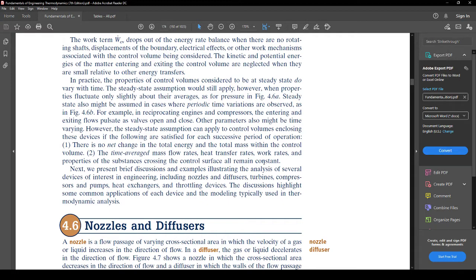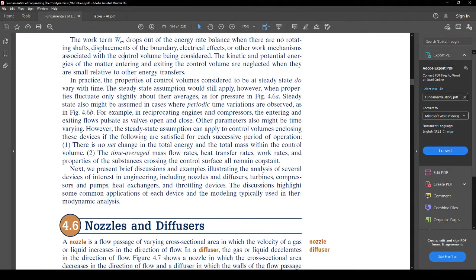All right, and it says, however, the steady state assumption can only apply to control volumes enclosing these devices if the following are satisfied for each successive period of operation. There is no net change in total energy and the total mass within the control volume. The time average mass flow rates, heat transfer rates, work rates, and properties of the substances crossing the control volume surface all remain constant.